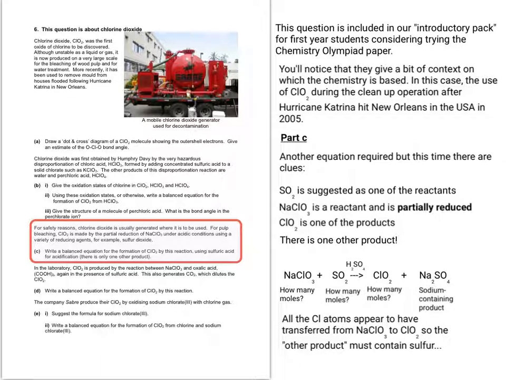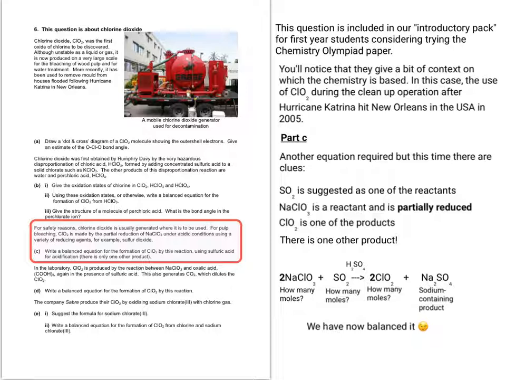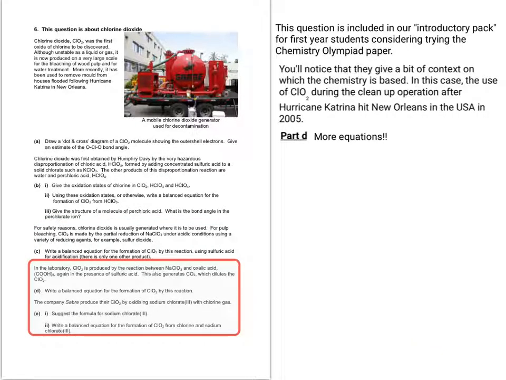Now if you've got 2 sodiums in sodium sulfate, that means you're going to need 2 moles of NaClO3. So we've now got our balanced equation. So let's go down to the final bit, part D and E. So some more equation work here.